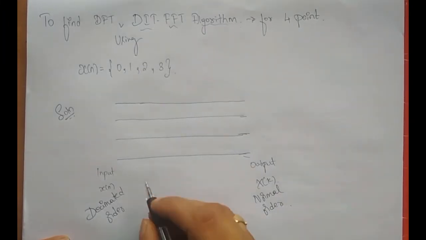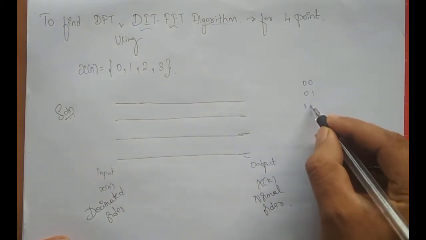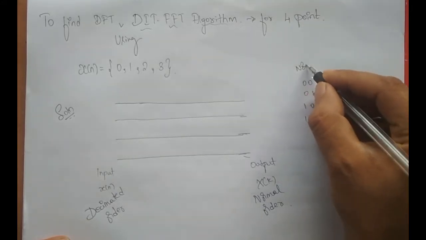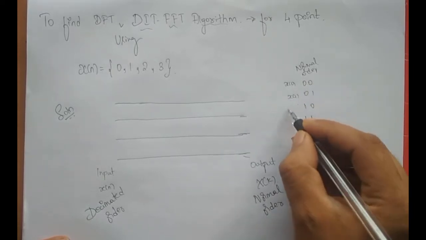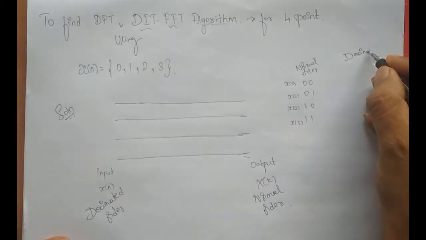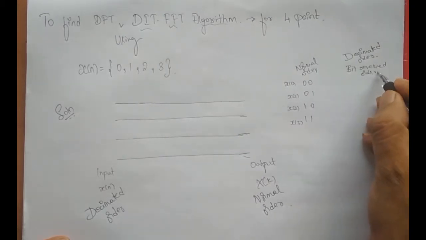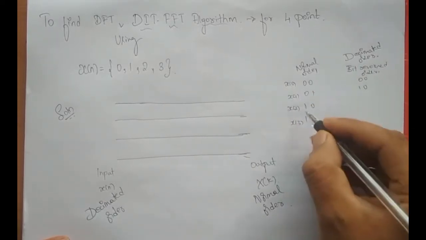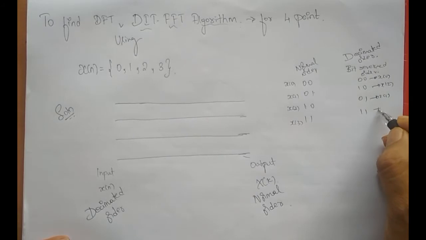Okay, and what do you mean by decimated order? It is nothing but bit reversed order, right? So for example, 00, 01, 10, 11, this is normal order. This corresponds to x of 0, x of 1, x of 2, x of 3. And decimated order is nothing but bit reversed order. So 00 goes to 00, 01 becomes 10, 10 becomes 01, and 11 is 11. So this corresponds to x of 0, this to x of 1, this to x of 2, and this to x of 3.